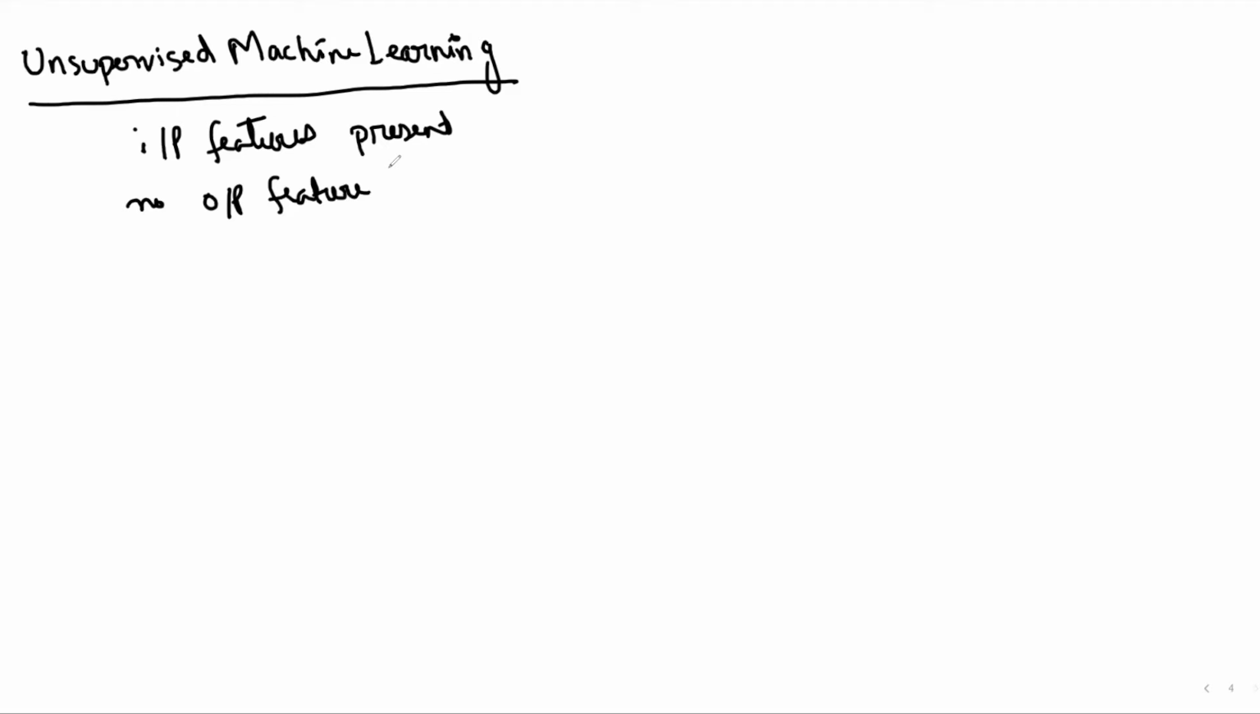So in this case, let me explain. Unsupervised machine learning basically helps us to segment our data into different groups. That's the only job of unsupervised machine learning. It will help you to segment the data. So we have input features.